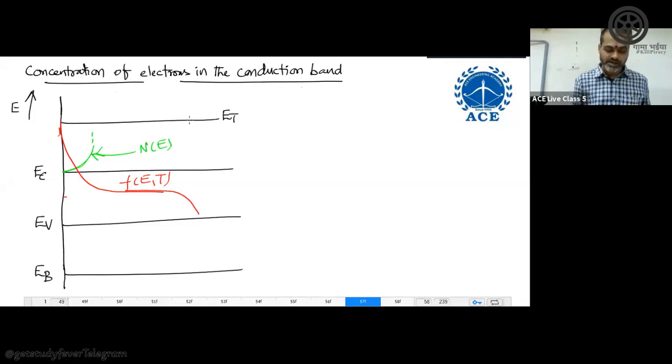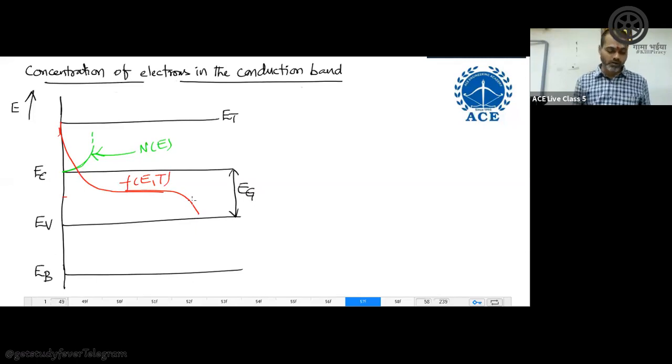So this is EF, EC, there is an energy gap, EV. If you want, you can write this also. This is the energy gap. Anyhow, this is not required, but I am representing the energy gap. So this is the information regarding what? First one, allowed states. Second one, the distribution of the allowed states, and then the fraction of occupied states.